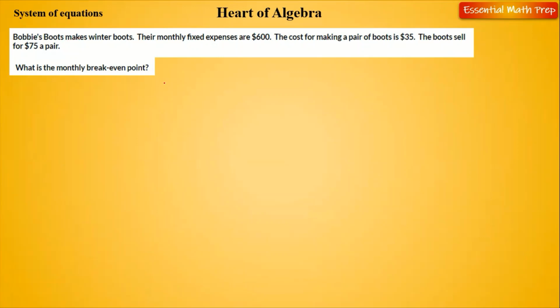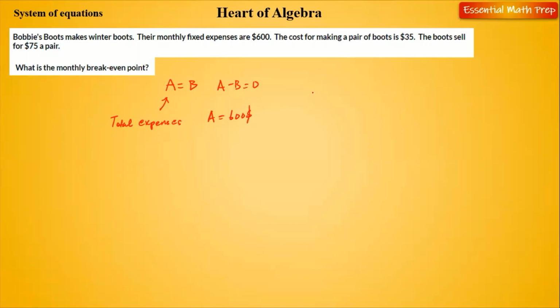So break-even means quantity A equals quantity B. That means A minus B equals 0. That is no net gain, right? If you assume A to be the total expenses, that means A equals $600. And we have to find, so the cost of making a pair of boots is $35, and the boots sell for $75 a pair.